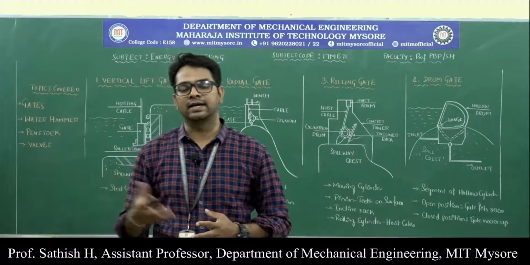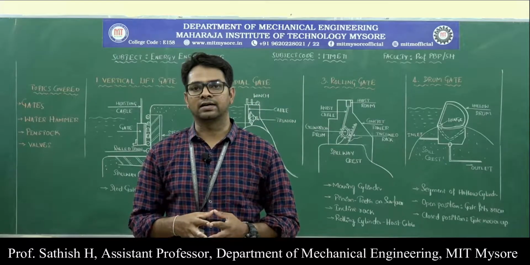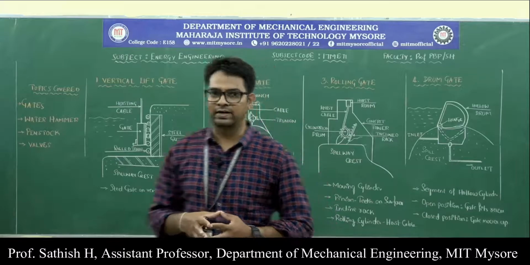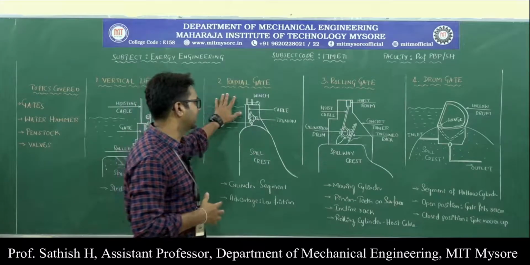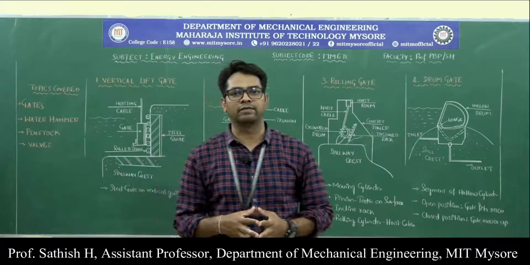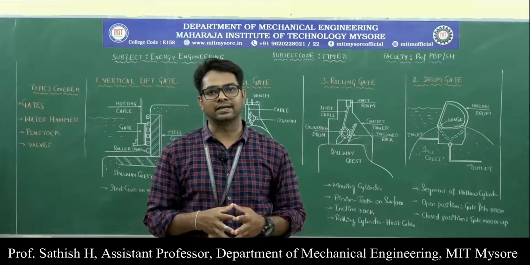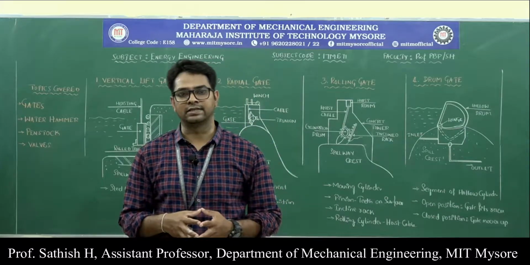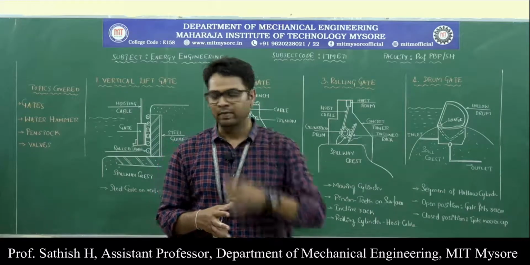Under this heading we will discuss what you mean by gates and what the function of the gates is, as well as different types of gates, with the help of a sketch. The gates are classified as: one is the vertical lift gate, then we have the radial gate, which is the second type, then a rolling gate, and then the drum gate. We will discuss with the help of a sketch how the construction of these gates is made, how these gates function, and the advantages and disadvantages of these different types of gates.